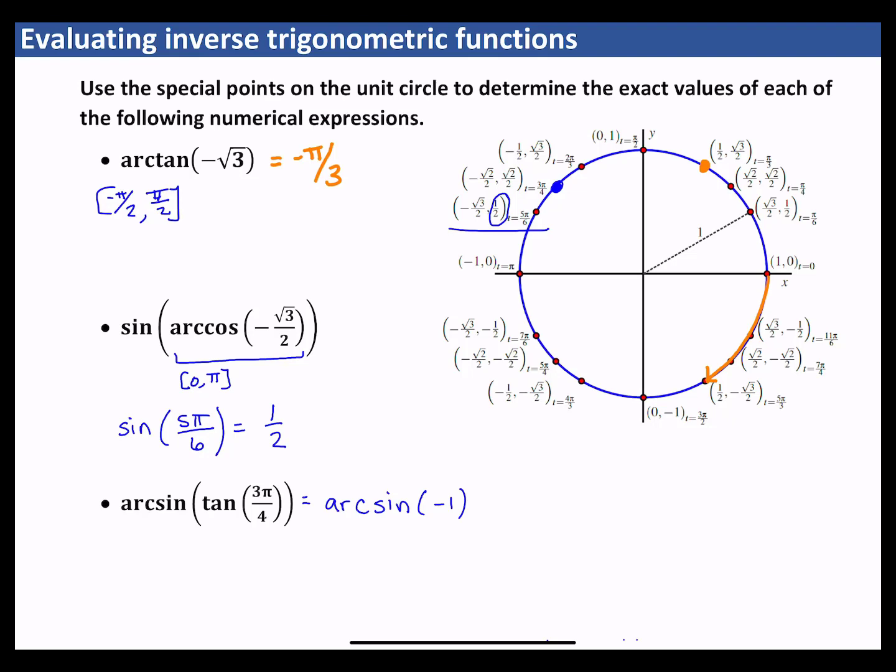And now that we're dealing with an inverse, this is where we are restricted. We're looking for an angle now between negative pi over 2 and pi over 2, whose sine value would be negative 1. And here at 3 pi over 2, the sine value is negative 1. But again, we're going to represent that as an angle going clockwise. So that will be represented as the angle negative pi over 2.